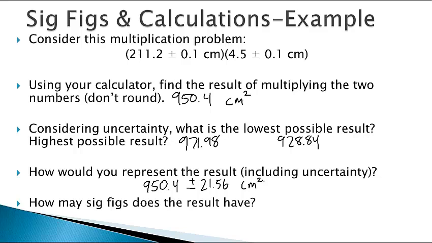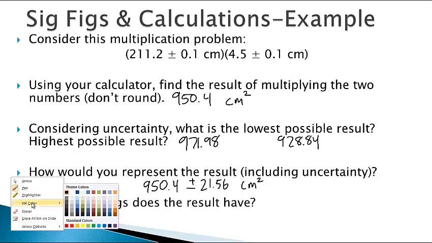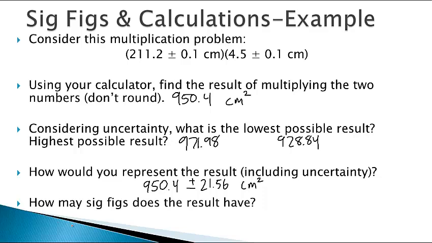When there's uncertainty in the tens place, do we know the tenths place at all? Not really. So what we're going to do is we're going to say our uncertainty starts in the tens place. So let's round that off to the tens place. So instead of saying 950.4 plus or minus 21.56, let's say, all right, this is somewhere around 950.